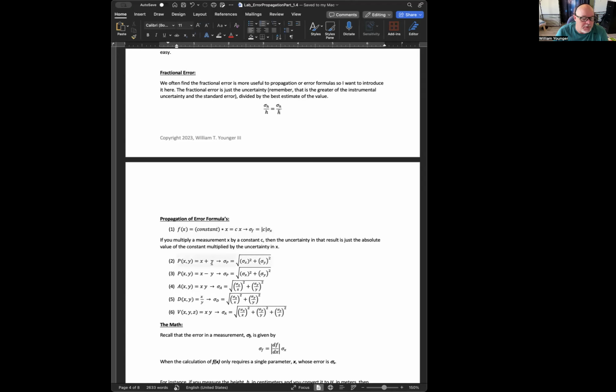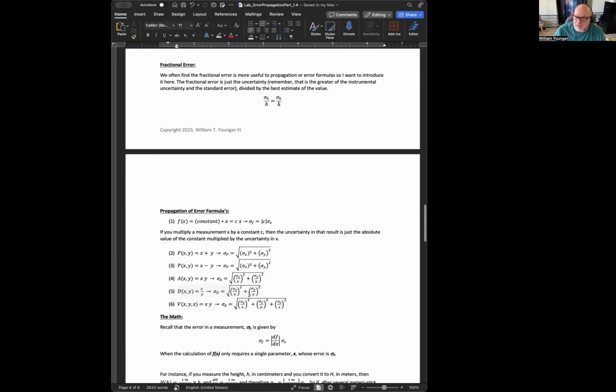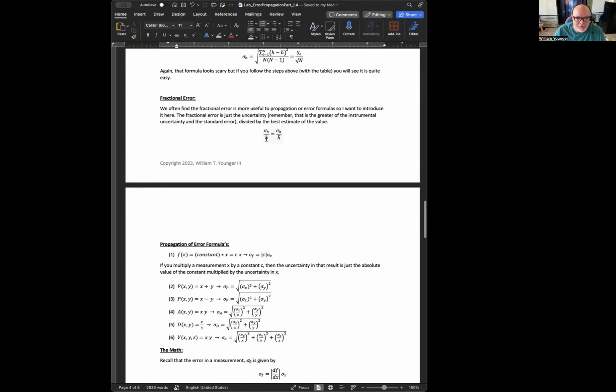If you add two numbers, it turns out that the sum of the squares of the uncertainty of the two numbers, square rooted, is the uncertainty in the sum. If you do a difference, it's the same formula. If you do multiplication or division, in really any order, it's the same thing as these formulas up here, except the formulas turn out to be in terms of the fractional errors instead of the standard errors. So that's something important, and that's why we introduced the fractional error.